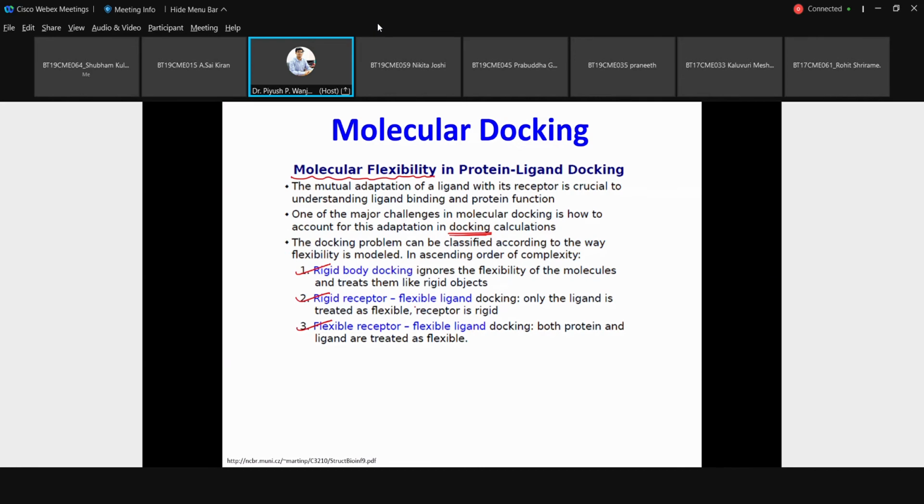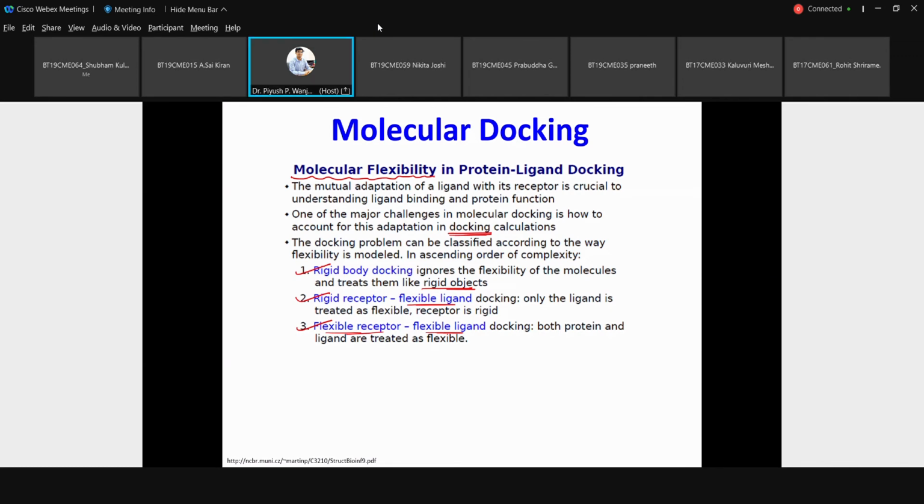So what are all these things? When you consider rigid body docking, it is going to ignore the flexibility of the molecules and treat them like rigid objects. In the second, only the ligand will be flexible and the receptor will be rigid, and in the last case, both of them will be flexible.